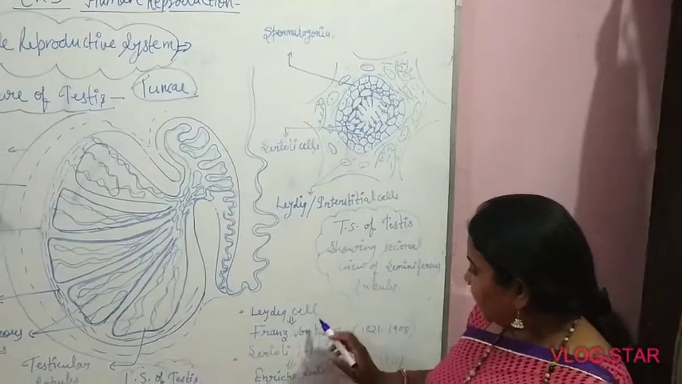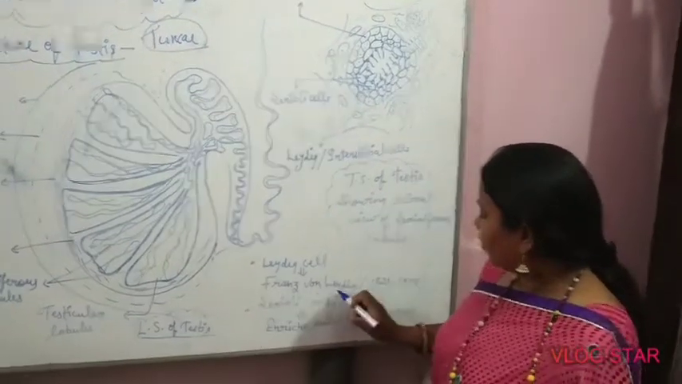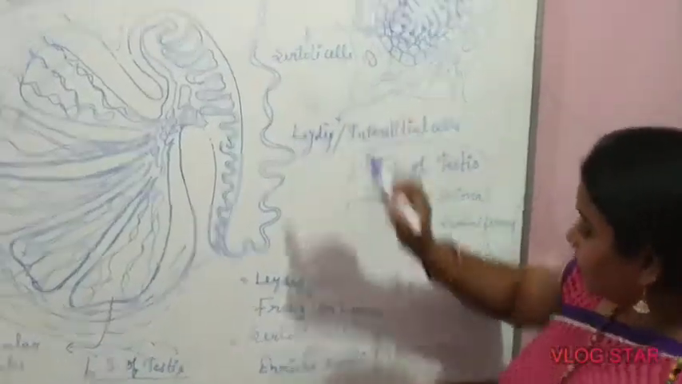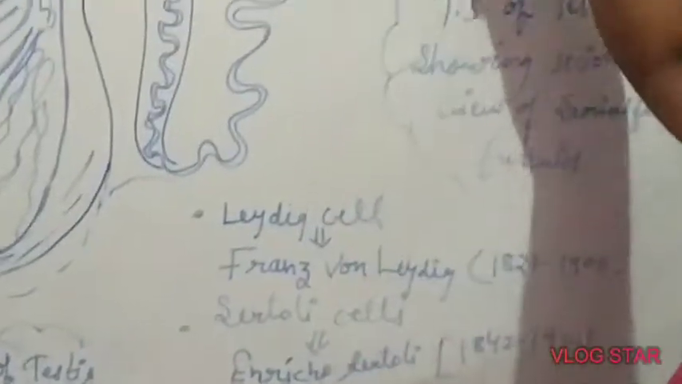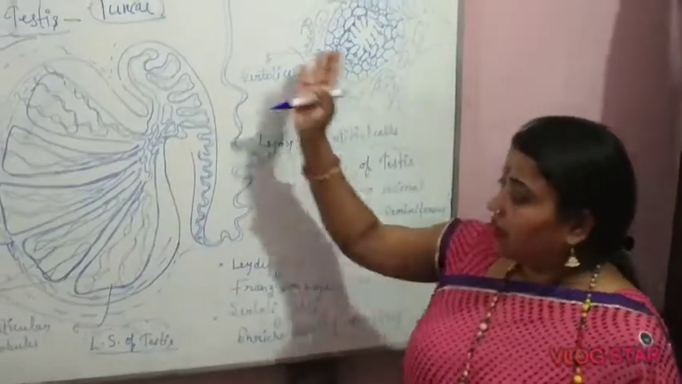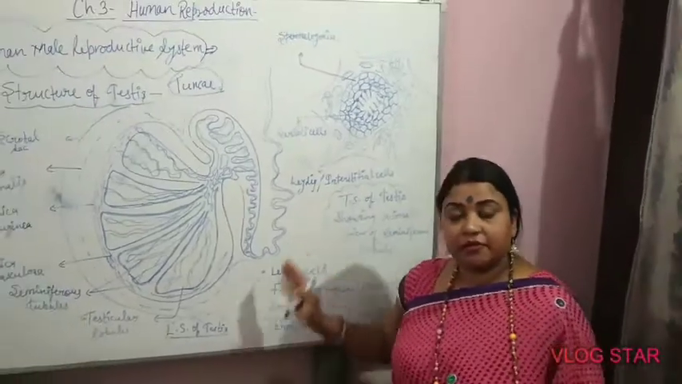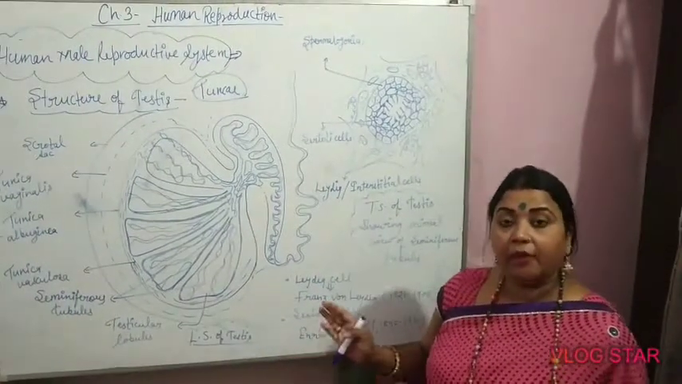The name Leydig cells was given by Franz von Leydig, while the name Sertoli cells was given by Enrico Sertoli. These are important questions for your CBSE exams as well as for your need. So please watch this video lecture very carefully and prepare.